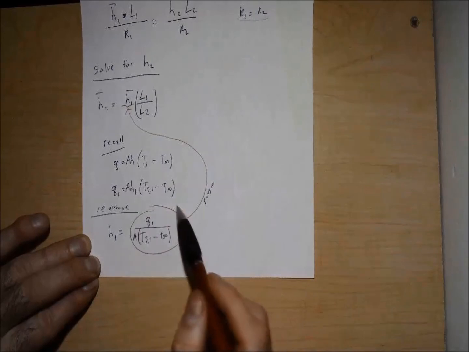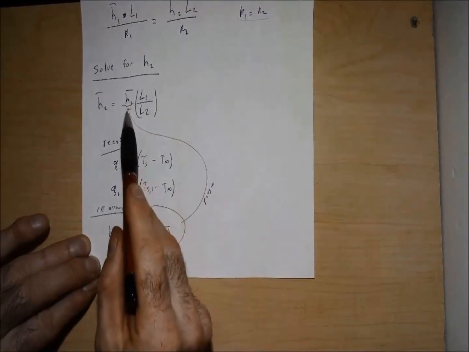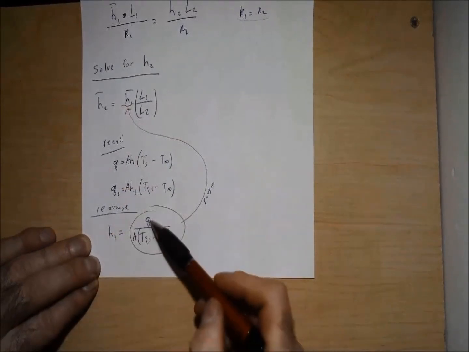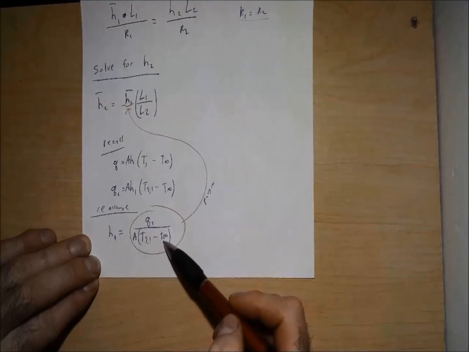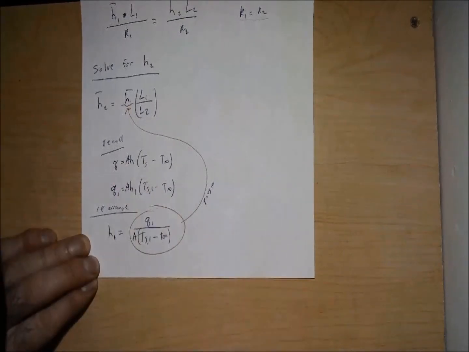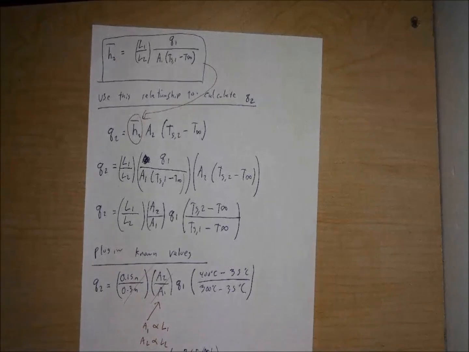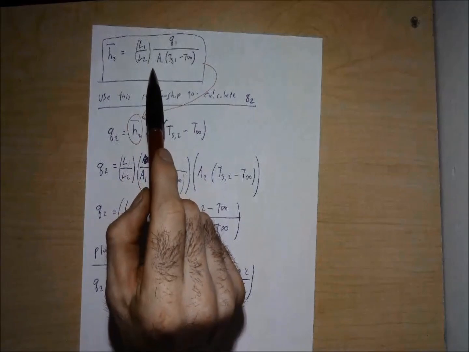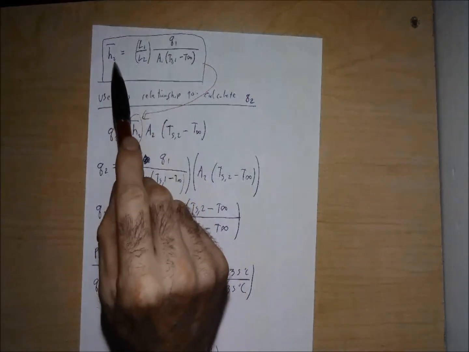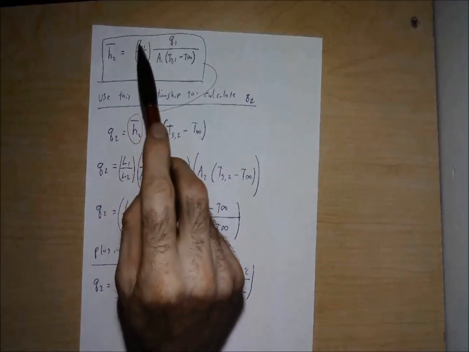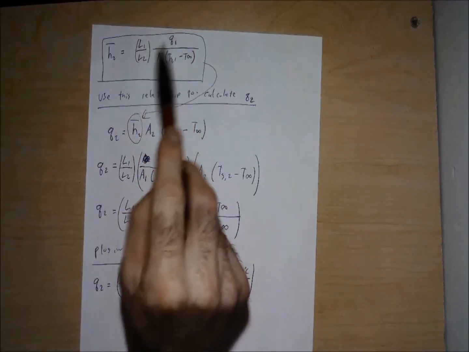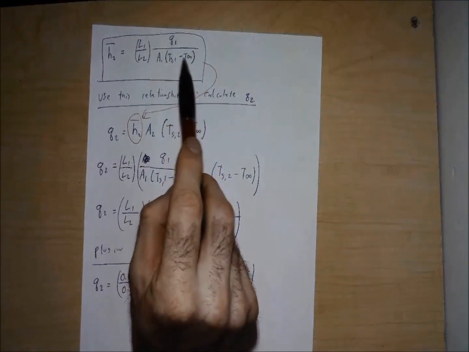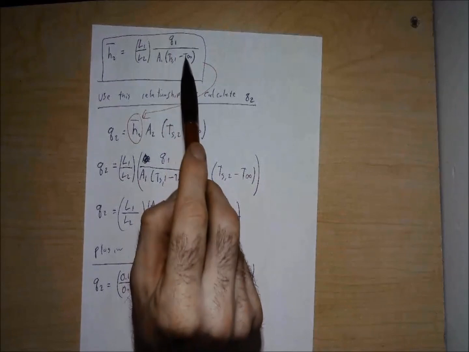Now with this relationship for H1, we can go back up to this equation and plug in terms of H1. So now we'll have our Q1, A, TS1, and T infinity instead of our H1. So once we plug that relationship back up into the equation above, we end up with what we see here in the box, that our average H2 is equal to the ratio of our lengths, L1 over L2, times our Q1 divided by A1 times the temperature difference of our surface temperature, TS1, minus our surrounding ambient air temperature, T infinity.